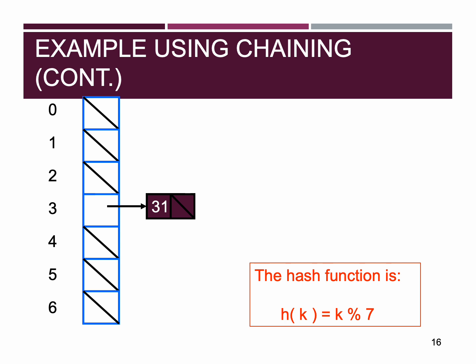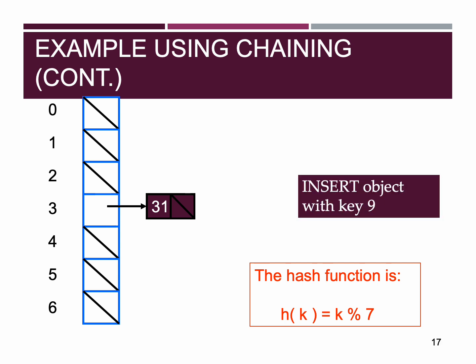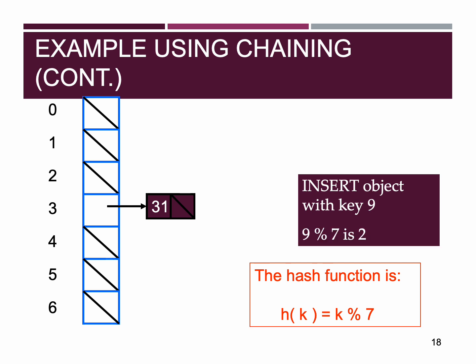Next, we'll insert key 9. Here the remainder is 2, so we'll save it on index 2. So 9 is added to index 2.